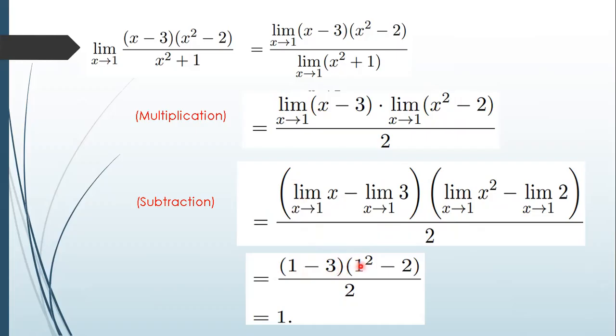This is 1 minus 3 and 1 squared minus 2, all over 2. 1 minus 3, that's negative 2, times 1 minus 2, right? Which is also negative 1. Negative 2 times negative 1, that's 2, all over 2. That's equal to 1. And this is how we solve this given limit of a function. And that ends our discussion.